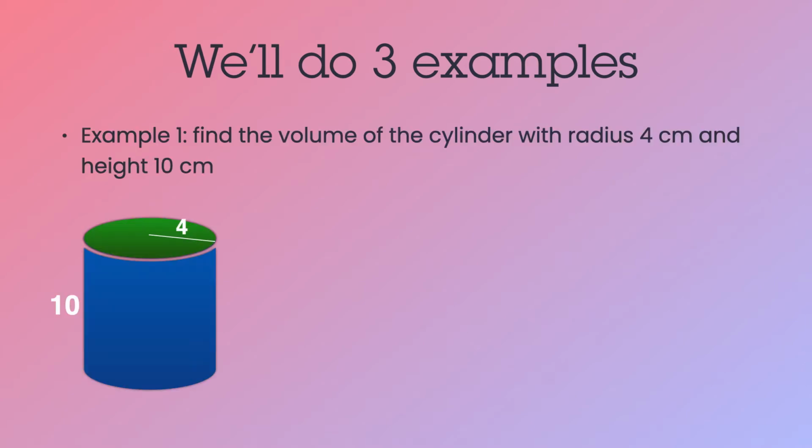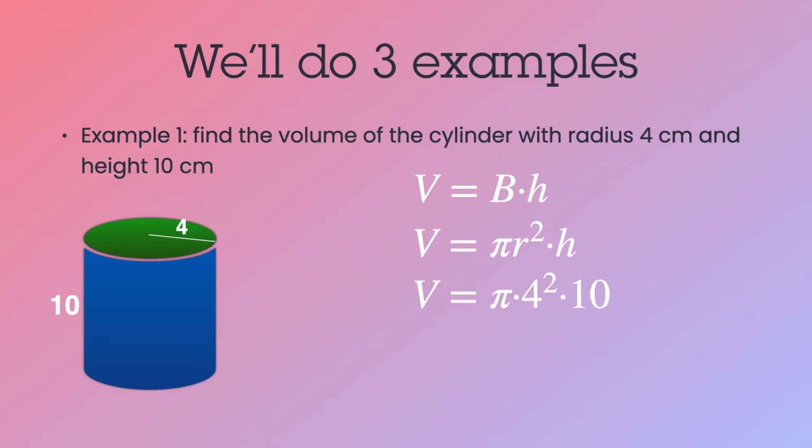Example 1, let's find the volume of the cylinder with radius 4 centimeters and height 10 centimeters. We've got the picture there already. And remember, we can use our prism volume formula, but area of the base is pi r squared because the base of a cylinder is always a circle. Now our radius is 4 and our height is 10, so let's plug those numbers in. Then we'll start simplifying. 4 squared is 16. 16 times 10 is 160.